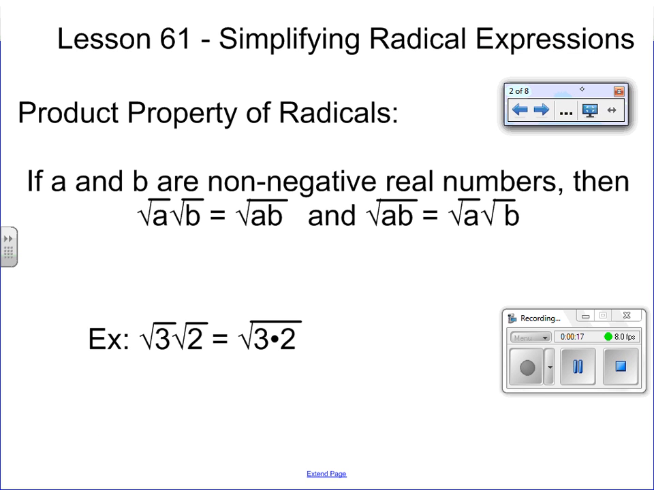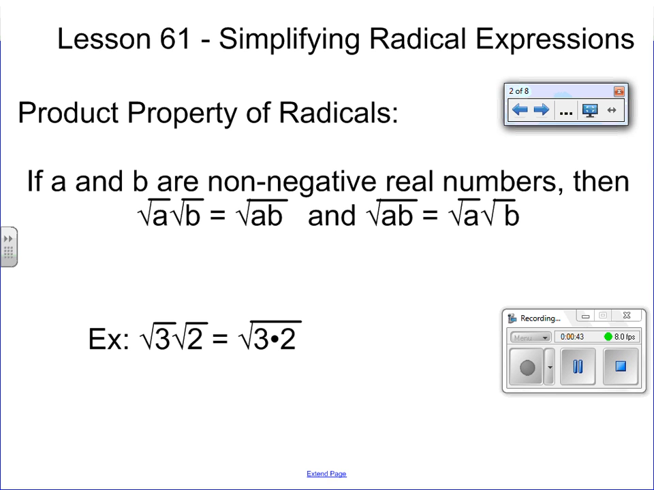What we're talking about today is lesson 61, simplifying radical expressions. This is something that we have done before. We did this last year, so it's going to be pretty much the same thing, maybe a little more in detail. Product property of radicals. If a and b are non-negative real numbers, then radical a times radical b is radical ab, and radical ab is also equal to radical a times radical b.